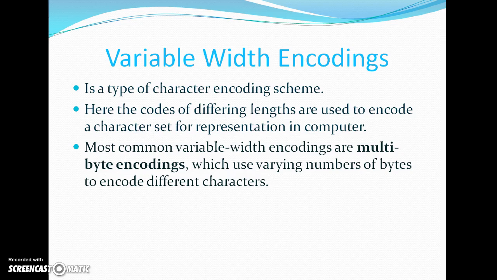Variable width encoding is a type of character encoding scheme. Here the codes of differing lengths are used to encode a character set for representation in a computer. Most of the common variable width encodings are multi-byte encodings, which use a varying number of bytes to encode different characters.